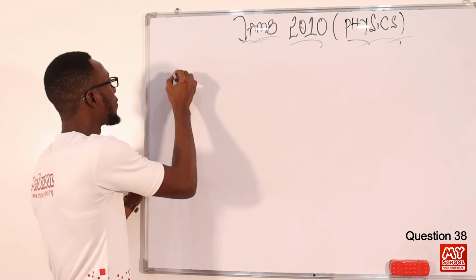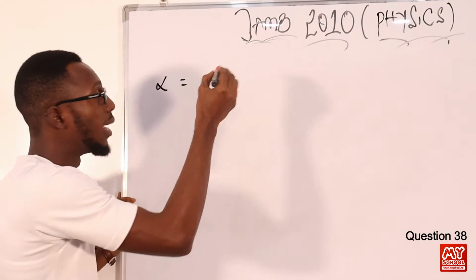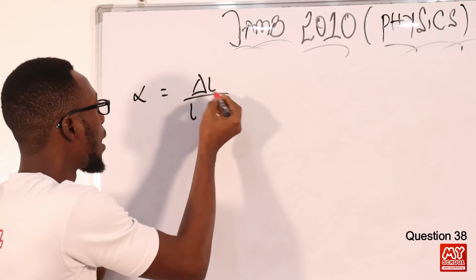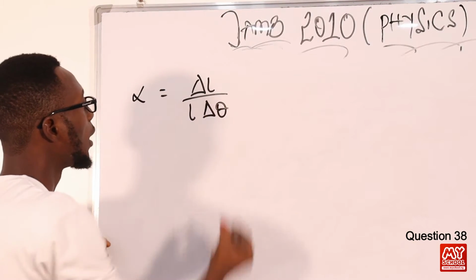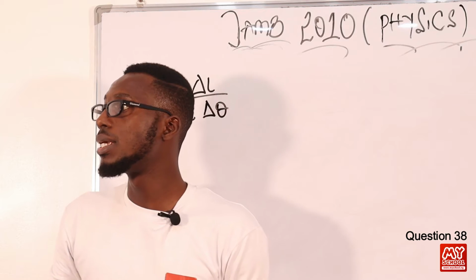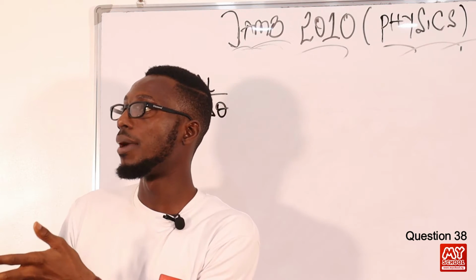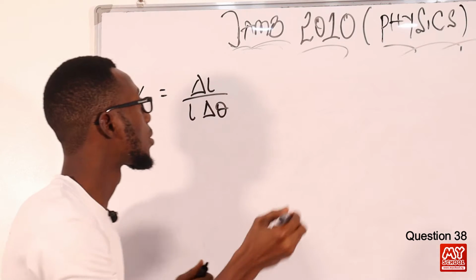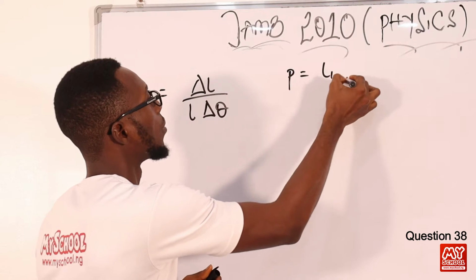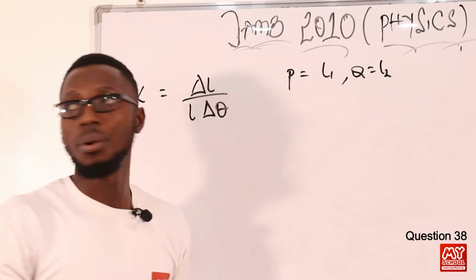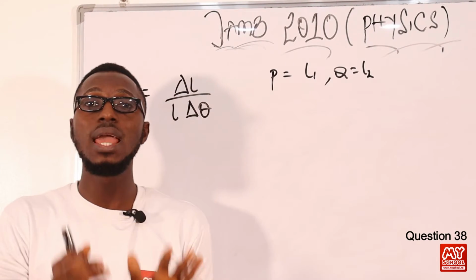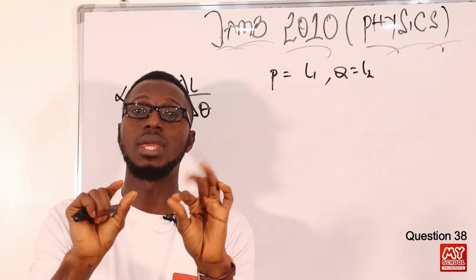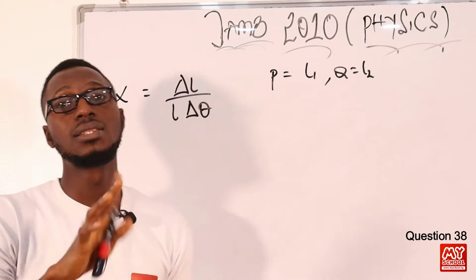And we recall that linear expansivity equals the increase in length over the original length times the change in temperature. So from what we are told, we have two metals, P and Q, of lengths L1 and L2. Let me indicate that P equals L1, Q equals L2. They are heated through the same temperature difference, so I can hold their temperature values as constants and take them out, because they cancel one another.